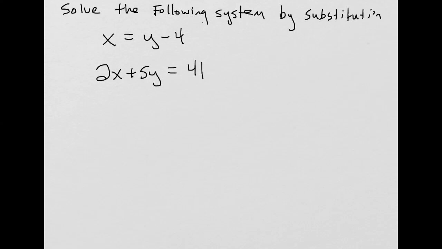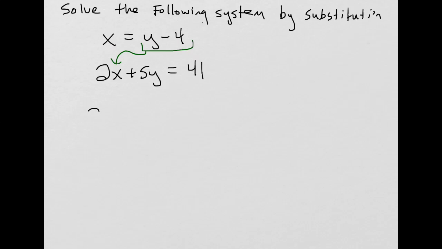Okay, here's another one for you to try. Pause the video and then restart after you've given it a shot. So for this one, the really nice thing is it's already solved, the first equation's already solved for x. So what we can do right away is just take what they gave us, which is that x is equal to y minus 4, and I can plug that right into the second equation.